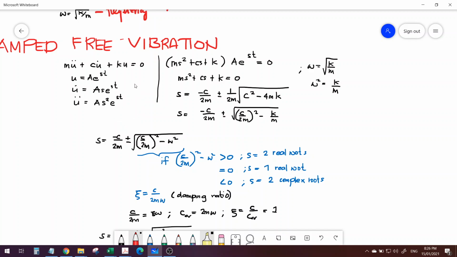Plug in mo yan doon sa equation. So, and then get the common factor, which is A e raised to st. So, this one will turn out to be this one, (m s squared plus c s plus k) times A e raised to st equals 0. And then again, A e raised to st is not 0, no, because that is your solution. Therefore, m s squared plus c s plus k is 0, to make this equation true.